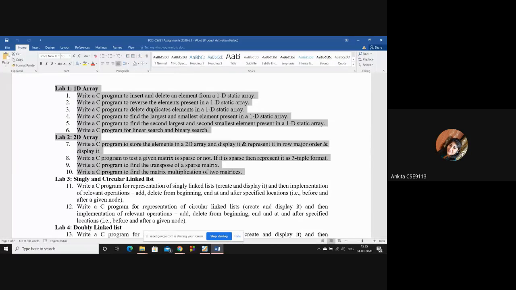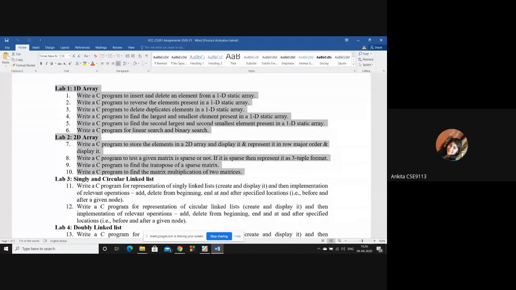Ma'am, can you explain this with an example? Example, suppose a matrix is a diagonal matrix: 1 0 0, 0 2 0, then 0 0 3. So what will be the 3-tuple format? The 1 belongs to row 0, column 0. Right? Yes, ma'am.